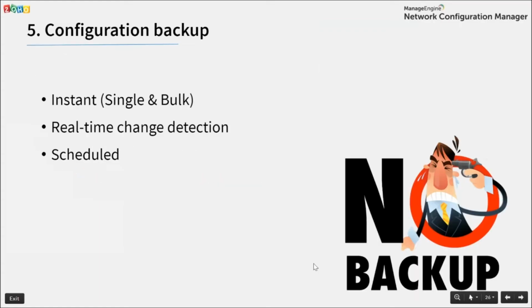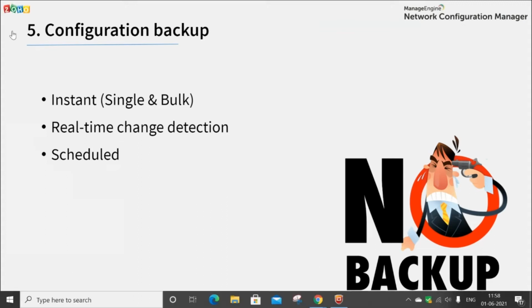Moving on to configuration backup. Configuration backups are very important because in case something fails, you can still have the backup version. So using Network Configuration Manager, you can backup configurations in 3 ways. One is instant backup, one is real-time change detection, and the other one is scheduled backup.